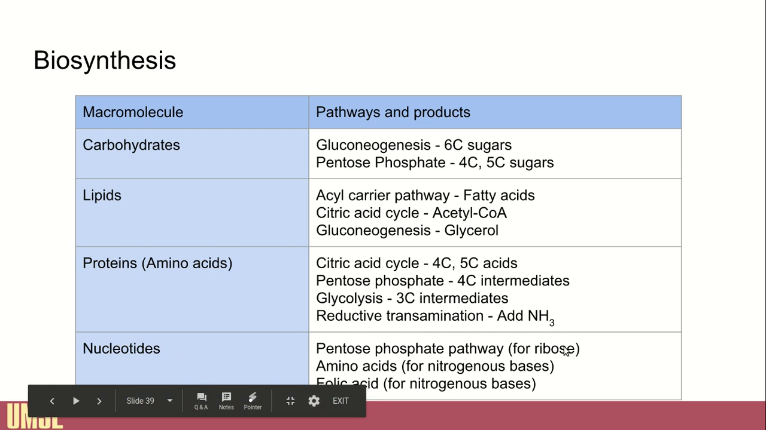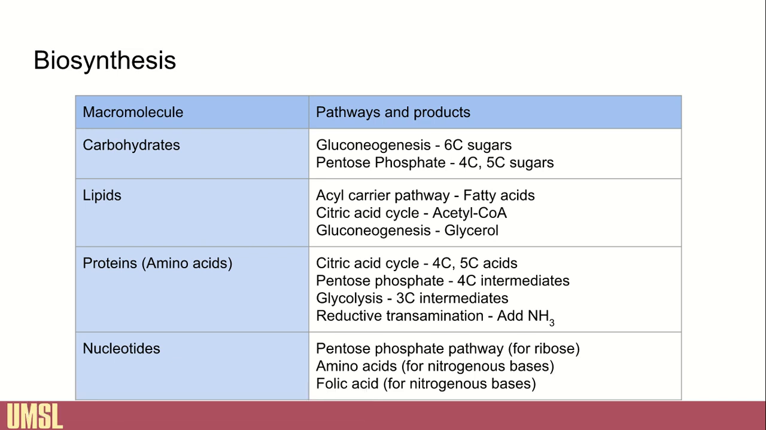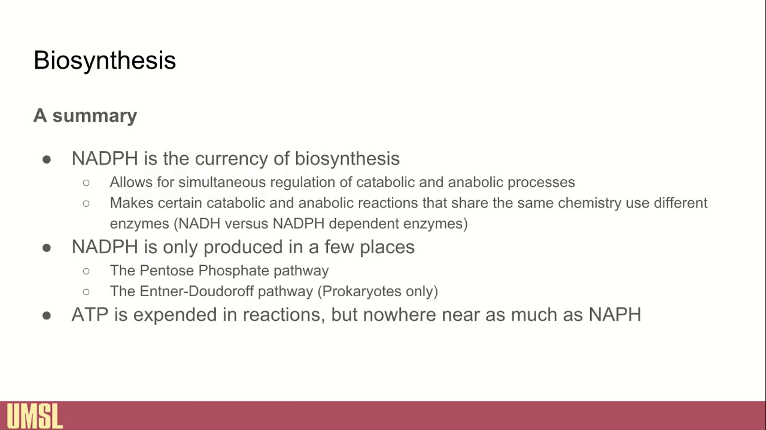So if we're going to make nucleotides, we need the pentose phosphate pathway for making ribose, and more or less what I want you to take away from making nucleotides is you need to be able to make amino acids like aspartate to make these nitrogenous bases. Okay, so the nitrogens that are in those bases, those are coming from amino acids. Okay? All right.